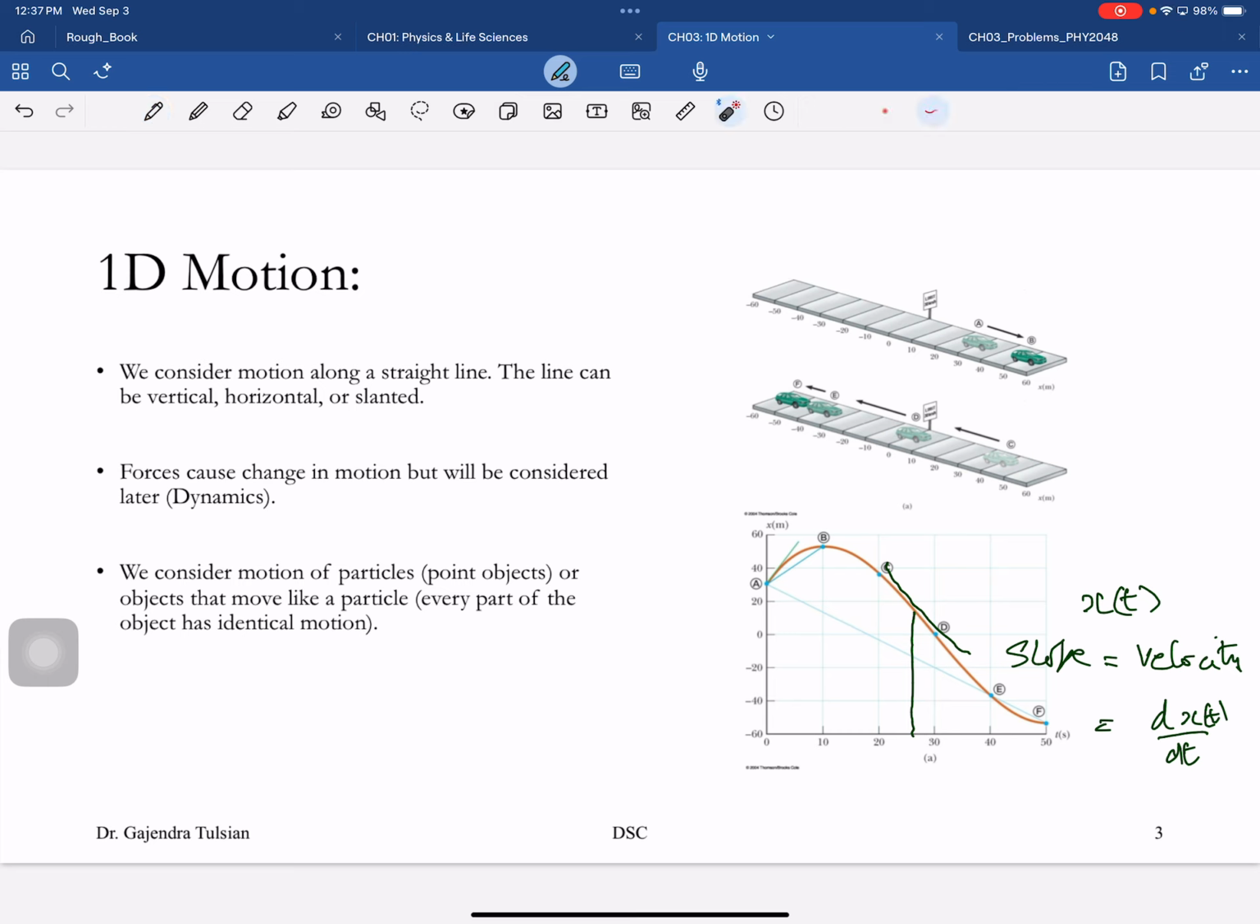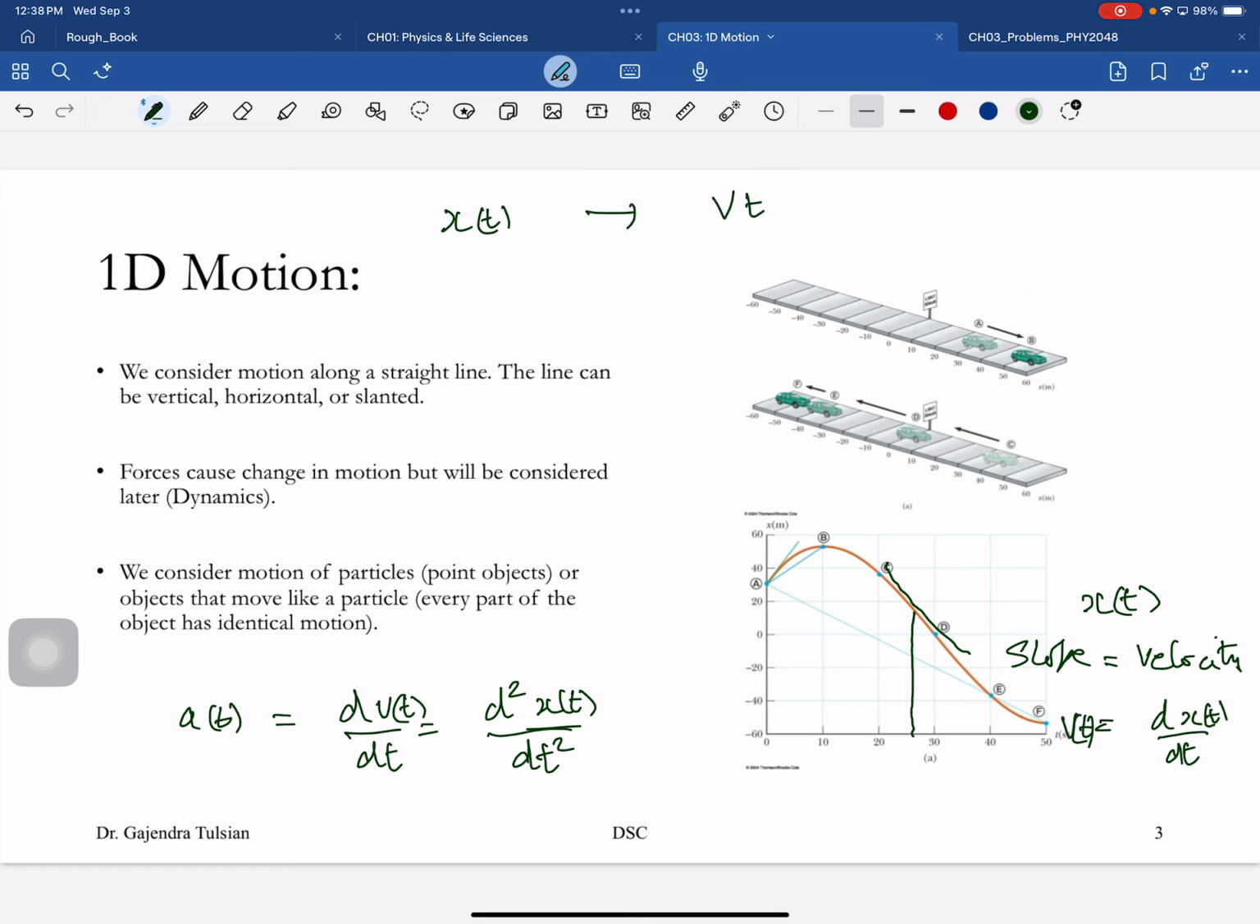Given this function, you can calculate the velocity as a function of time. And once you have the velocity, you can calculate the acceleration as a function of time, which is the derivative of the velocity, or the second derivative of the position with respect to time. Right now, that's all we're interested in. Somebody gives us this function, and from that we get the velocity and acceleration as functions of time.